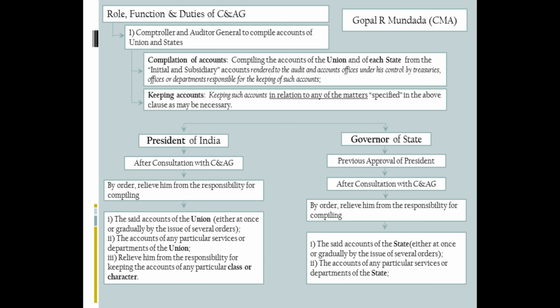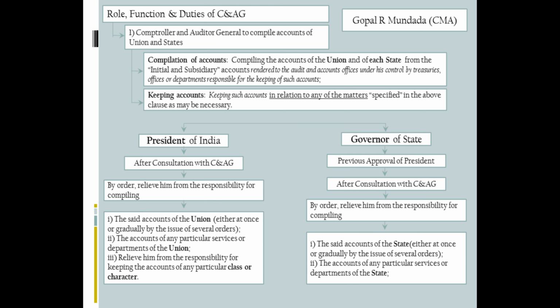After compilation of such accounts, compilation of the accounts is a crucial work of the C&AG. Compiling the accounts of the union and each state from the initial and subsidiary accounts rendered to the audit and account officer under his control by the treasury officer or department responsible for keeping such accounts. Next is keeping accounts: keeping such accounts in relation to any matter specified in the above clause as may be necessary.